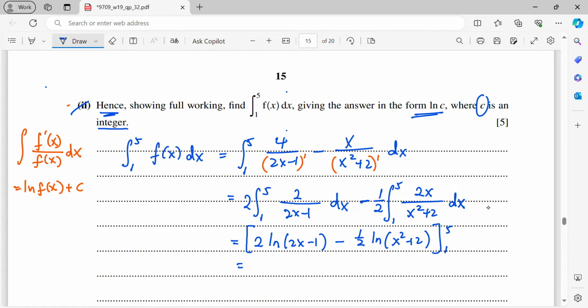So now just replace the x by 5 first. 2 ln (2 times 5 minus 1), which is 9, minus half ln (5 squared is 25, 25 plus 2), 27. Okay, then minus, when the x is replaced by 1, I get 2 ln (2 times 1 minus 1), which is 1, minus half ln (1 squared plus 2), which is 3.